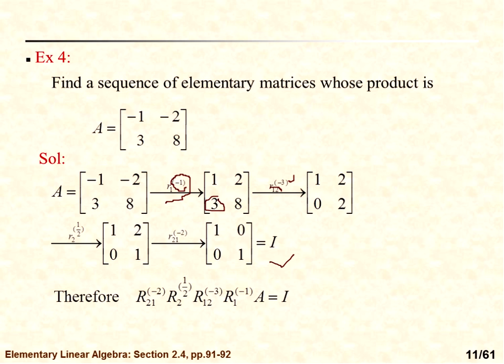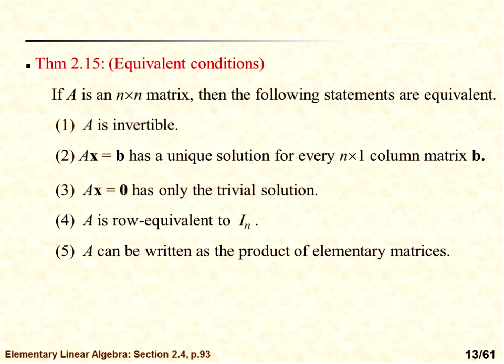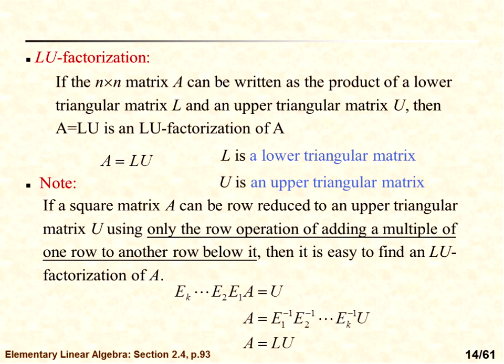Therefore, if we combine all these things, R12, R21, R31, we get A is equal to I. So this is the method. An equivalent condition: if A is an n cross n matrix, then the following statements are equivalent. If A is invertible, Ax is equal to B has a unique solution for every n cross n column matrix B. So these are some things that we know earlier.